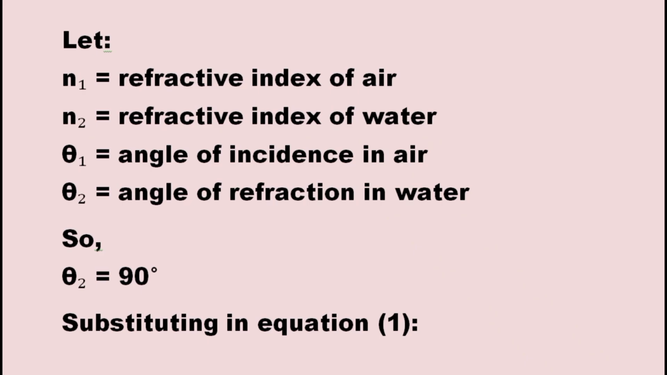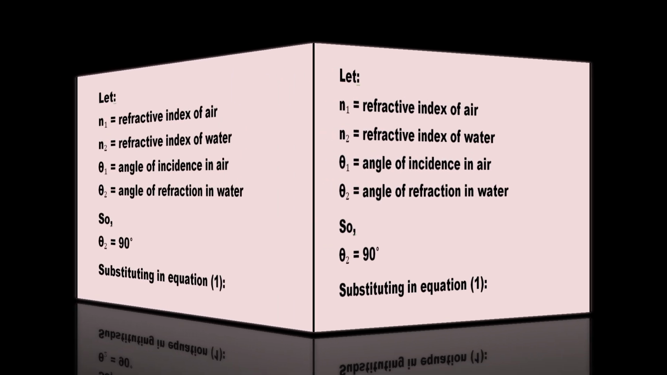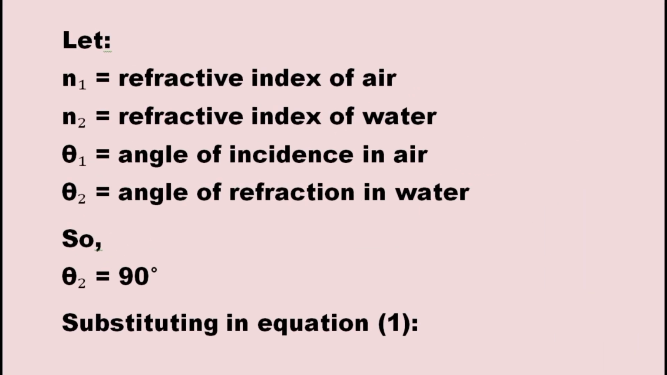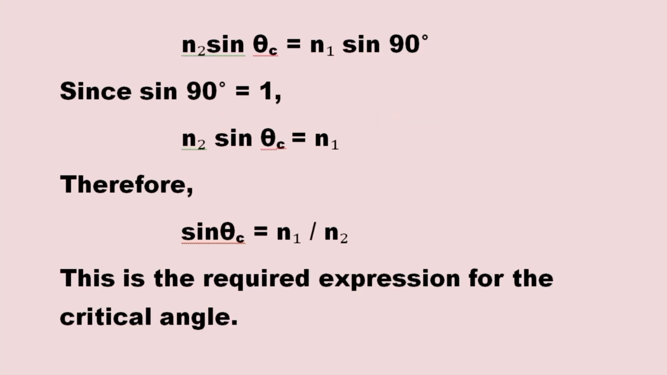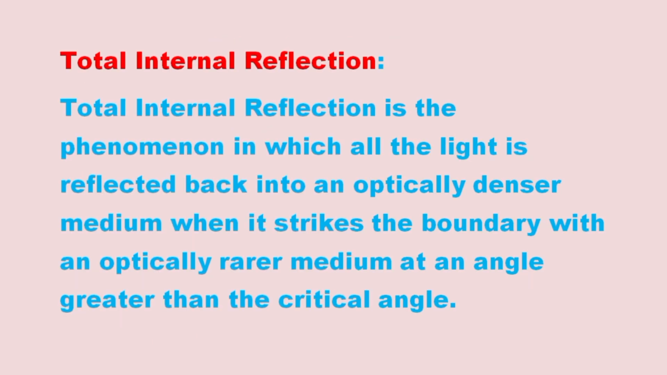Let n1 is equal to refractive index of air. n2 is equal to refractive index of water. Theta 1 is equal to angle of incidence in air. Theta 2 is equal to angle of refraction in water. So, theta 2 is equal to 90 degree. Substituting in equation 1, n2 sin theta c is equal to n1 sin 90 degree. Since sin 90 degree is 1, n2 sin theta c is equal to n1. Therefore, sin theta c is equal to n1 divided by n2. This is the required expression for the critical angle.